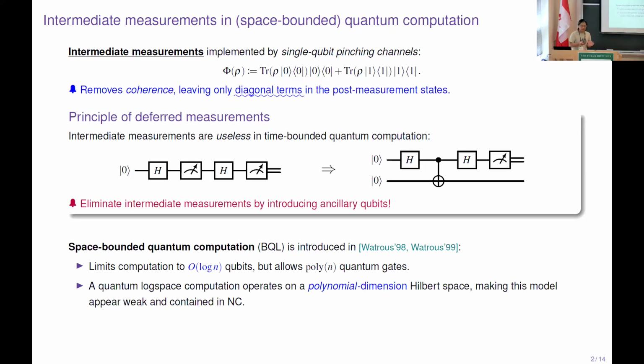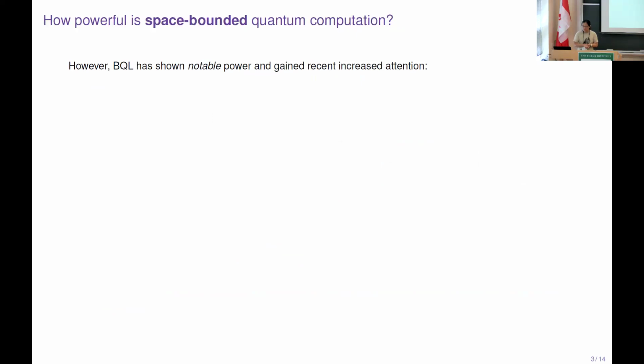Since everything happens only on log qubits, essentially the matrix underlying the quantum log space computation is just polynomial dimensional. Everything is a bit easier, and it contains NC, in fact in NC2. But one important subtlety here is that the principle of deferred measurement technique does not work in the log space setting. So it may suggest that the intermediate measurement has some power. Even though this class looks a bit weak, it still has notable power and has recently gained some attention.